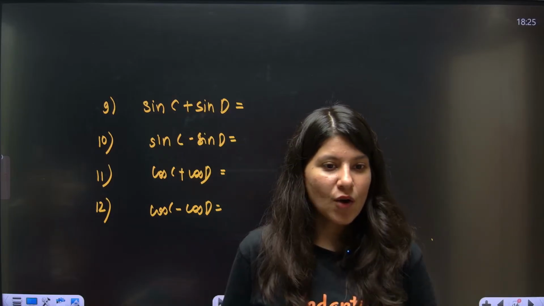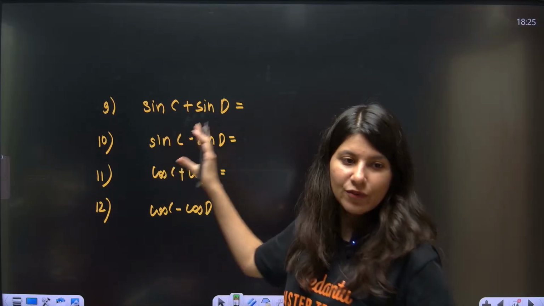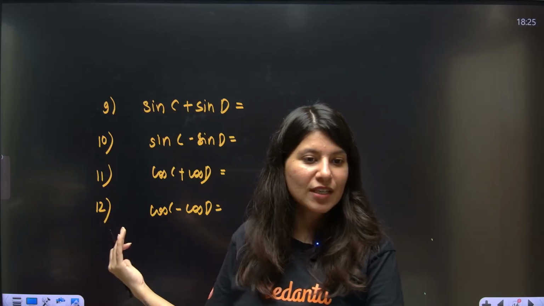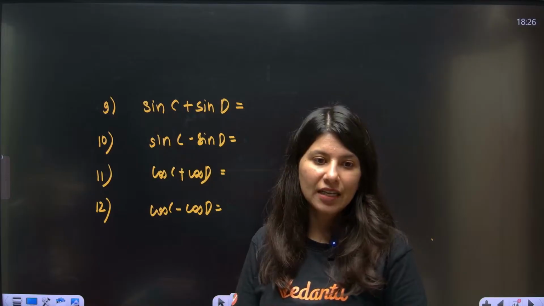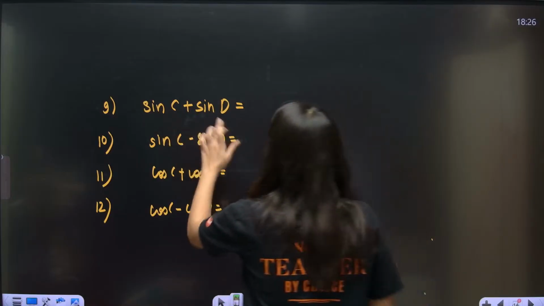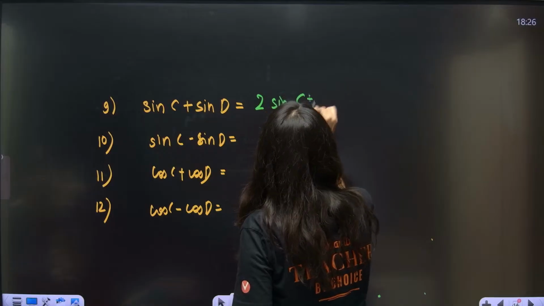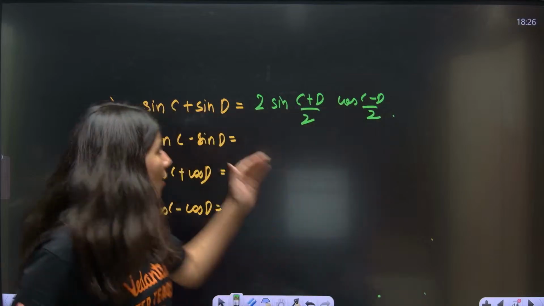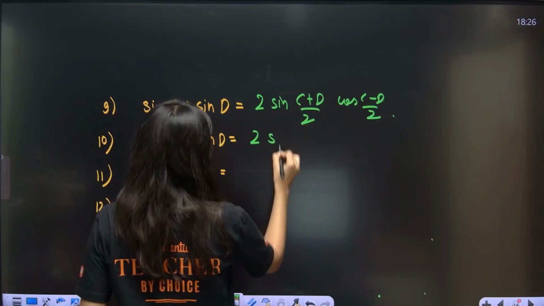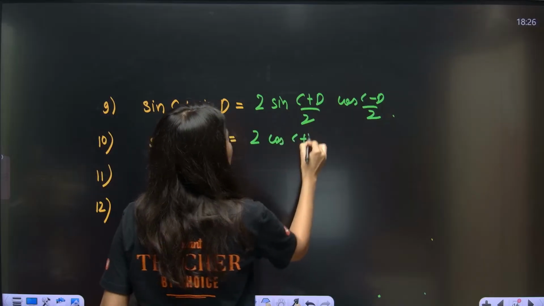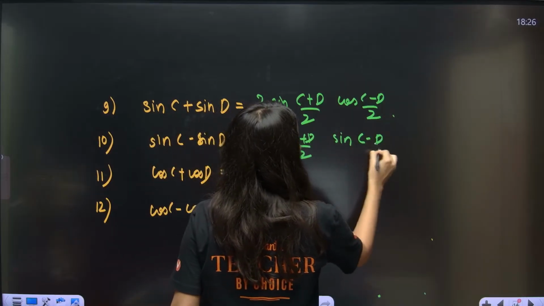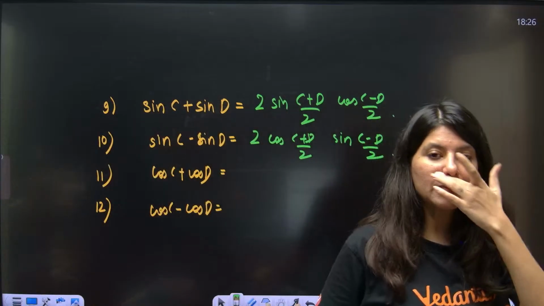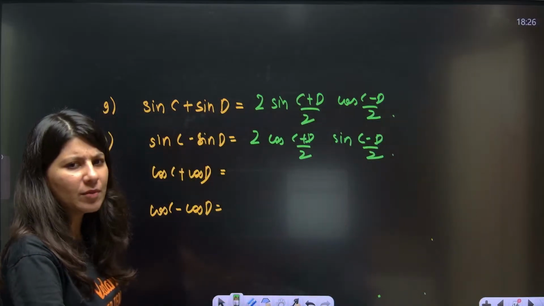Ma'am, I joined just now. Yes, if you have joined just now, these are the 4 formulas we are going to solve questions on. I am just concluding whatever we have studied in the past 10-15 minutes. Sin C plus sin D is 2 sin (C plus D)/2 cos (C minus D)/2. In the next formula, sin and cos are interchanged: 2 cos (C plus D)/2 sin (C minus D)/2. These are the 9th and 10th formulas. Give me a big thumbs up that you can handle these two.